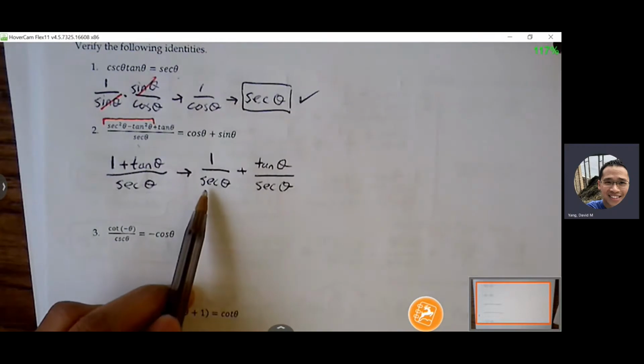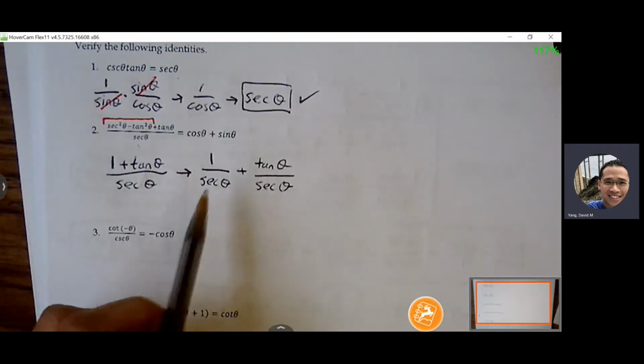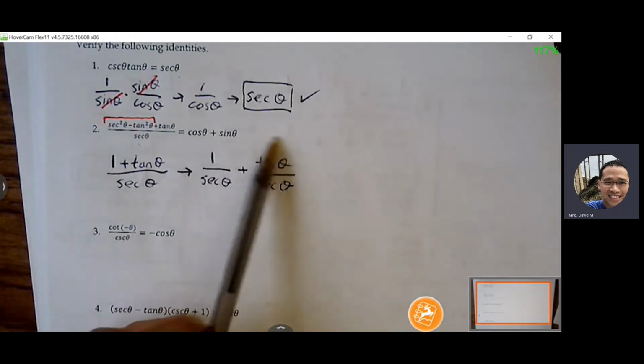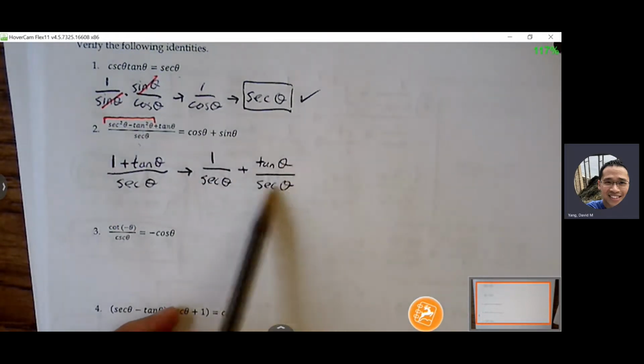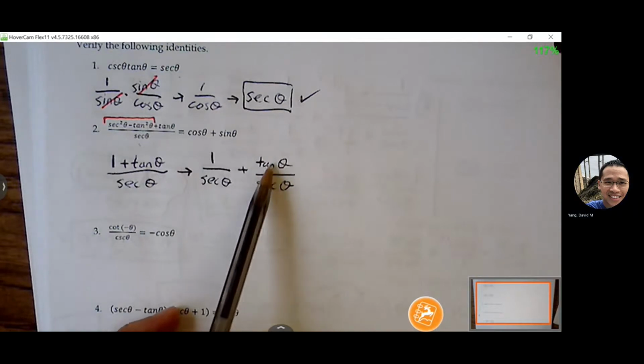Okay, 1 over secant is easy, right? This will just turn into what? Cosine. So we know this is done. Our job is trying to get this to turn into sine. So now maybe I'll convert everything to sine and cosine.